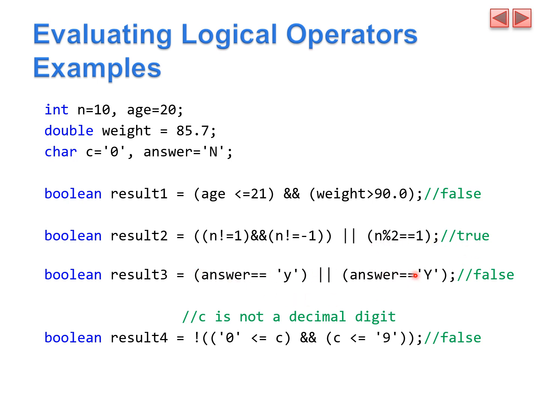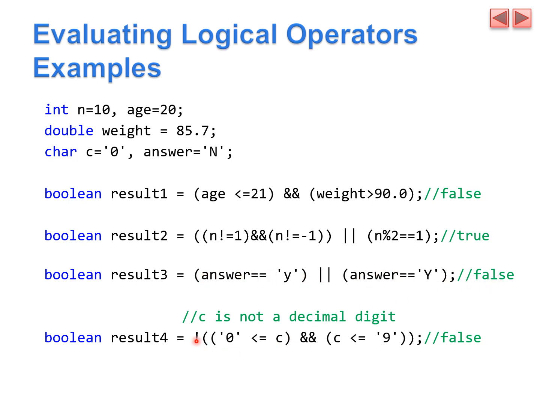In the third expression, it is a logical OR, not the logical AND. And so this expression means that answer is either little y or capital Y. And answer is a variable of type char and has the value, the character capital N. And so both operands of this logical OR are false. Therefore, the result of the entire logical expression or Boolean expression here is false.